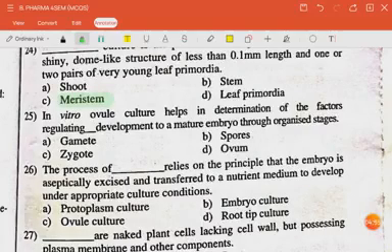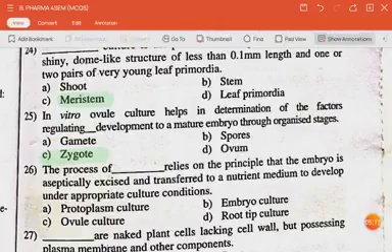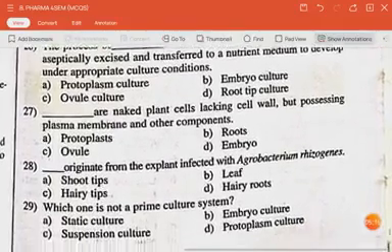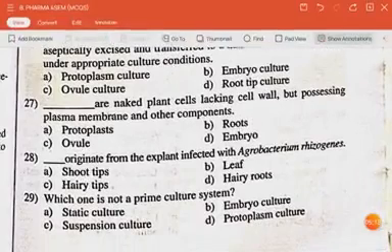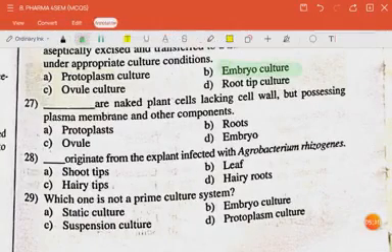The next question is, in vitro ovule culture helps in determination of the factors regulating Dash development to a mature embryo through organized stages. Zygote. The next question is, the process of Dash relies on the principle that the embryo is aseptically excised and transferred to a nutrient medium to develop under appropriate culture conditions. Embryo culture. The next question is, Dash are naked plant cells lacking cell wall but possessing plasma membrane and other components.